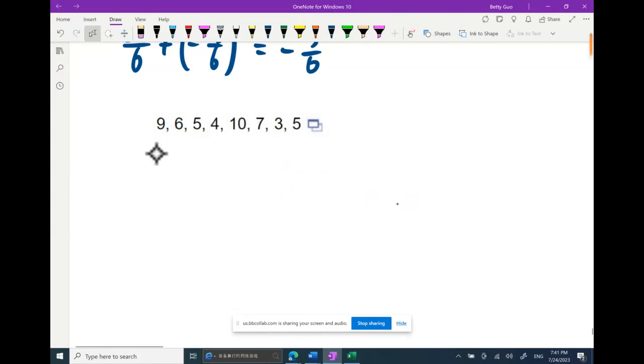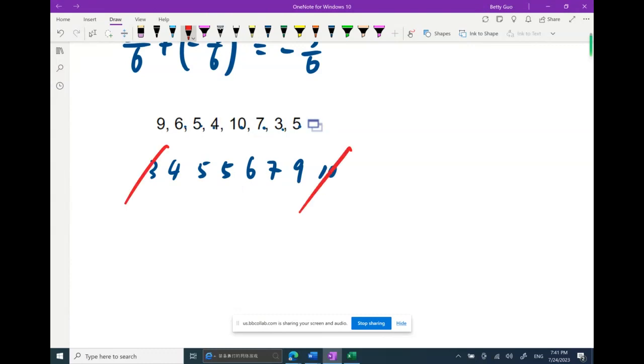Okay, start from the smallest is 3, and then 4, and then 5, and then 5, and then 6, and then 7, and then 9, and then 10. 1, 2, 3, 4, 5, 1, 2, 3. So 8 numbers. We have 8 numbers. So we're gonna find the median. Use this method. We have 2 numbers in the middle, right? Average them. Take the average of them. 5 plus 6 is 11. 5.5.